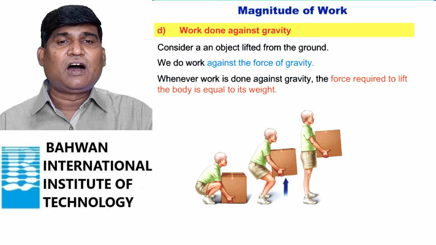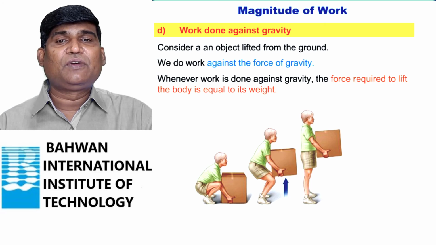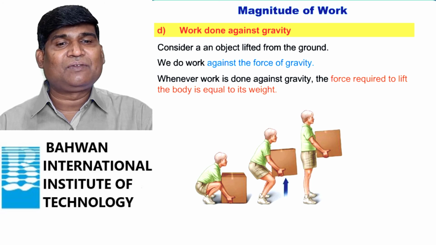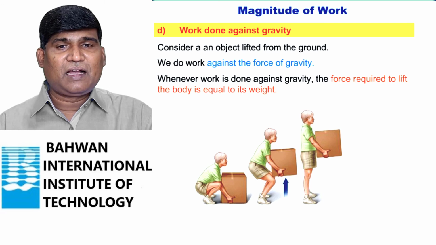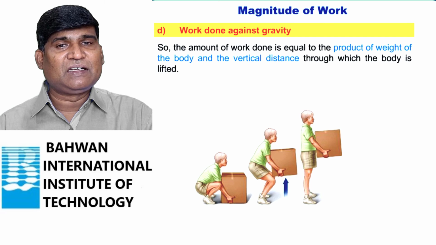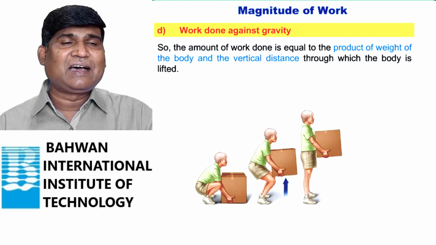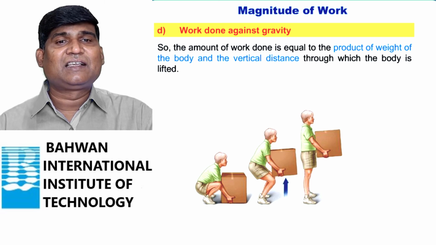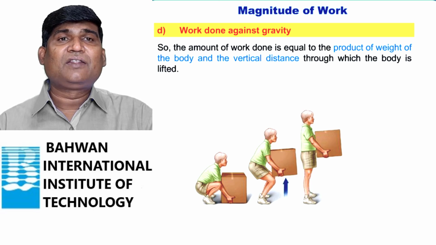So how much force does he have to apply? The force required to lift the body, or to lift the box, will be equal to the weight of that body, which is acting vertically downward, right? So here he is applying force against gravity. So the amount of work done in this case will be equal to the product of the weight of the body and the vertical distance through which the body is lifted. This is how we can calculate work.